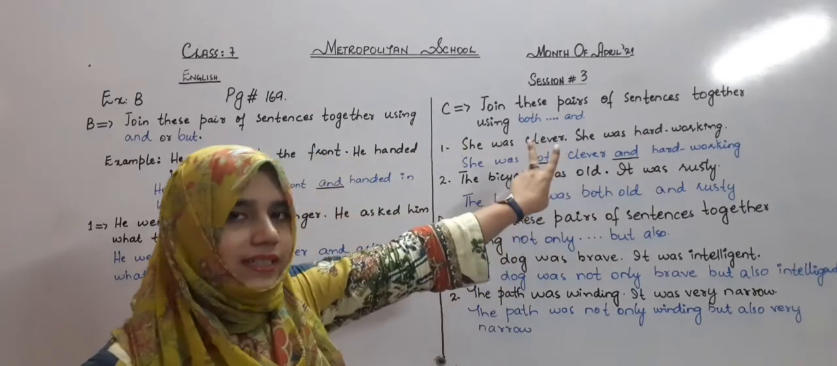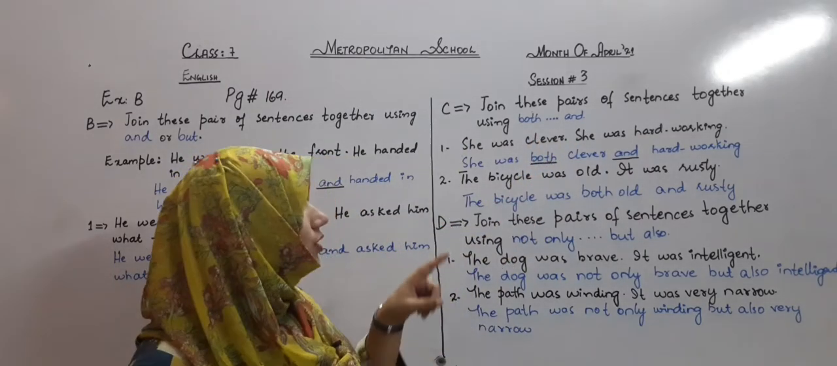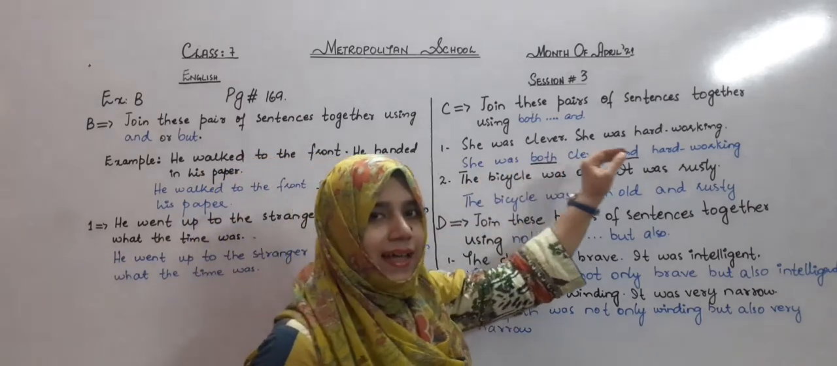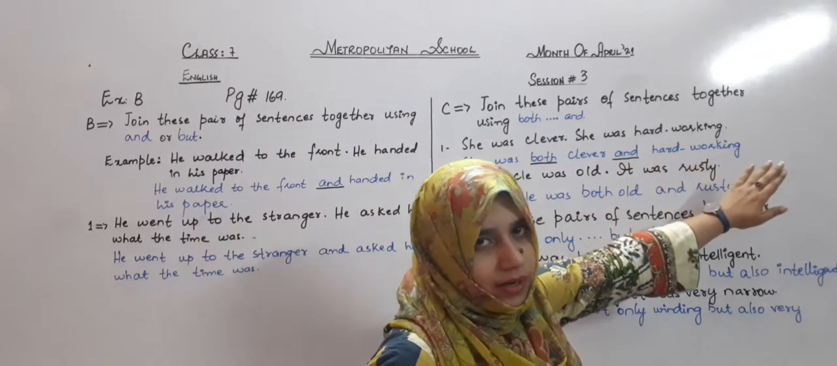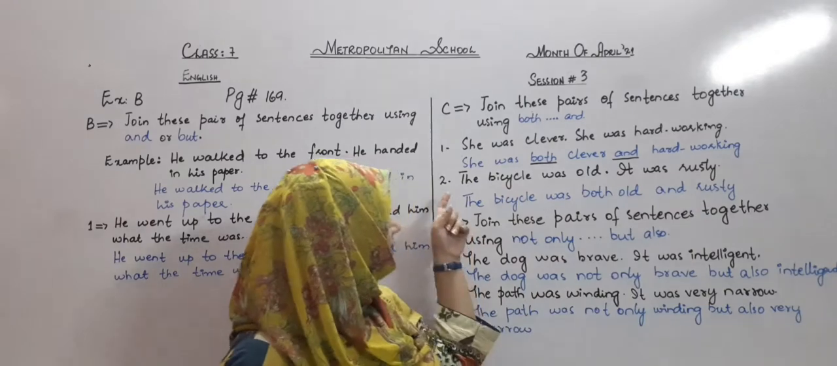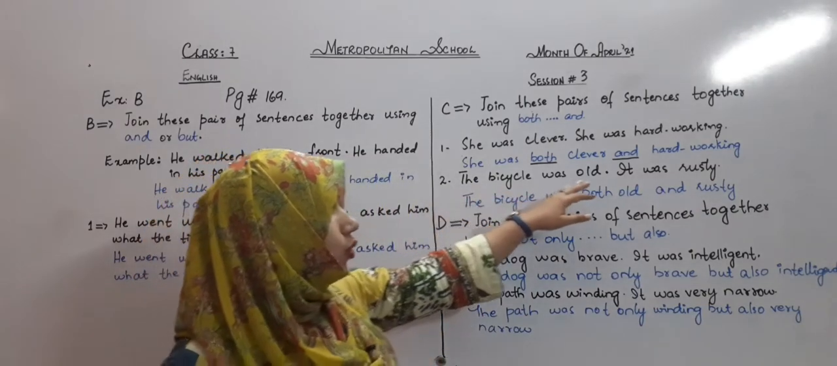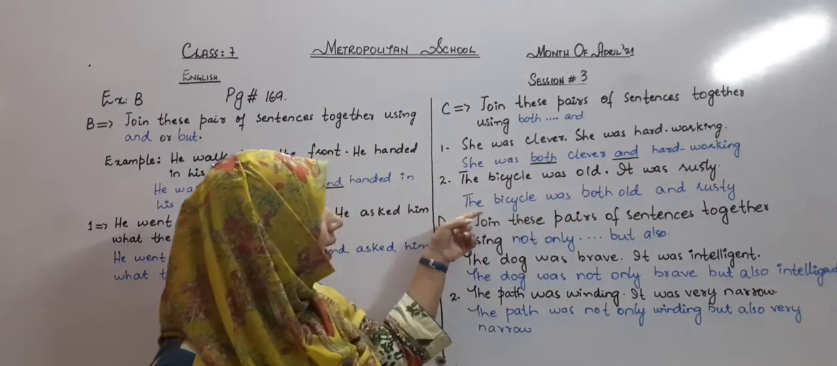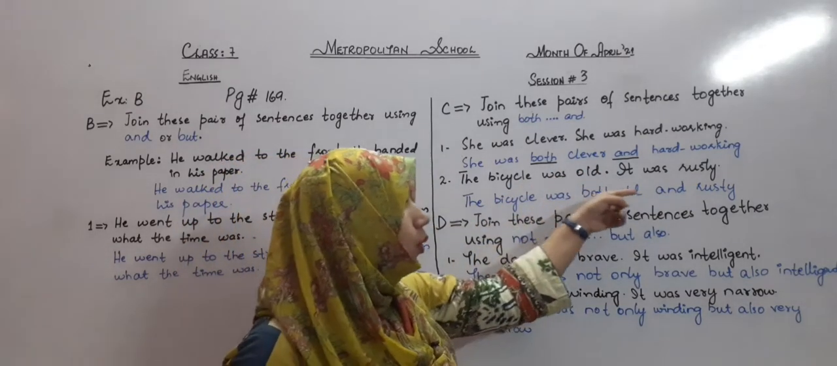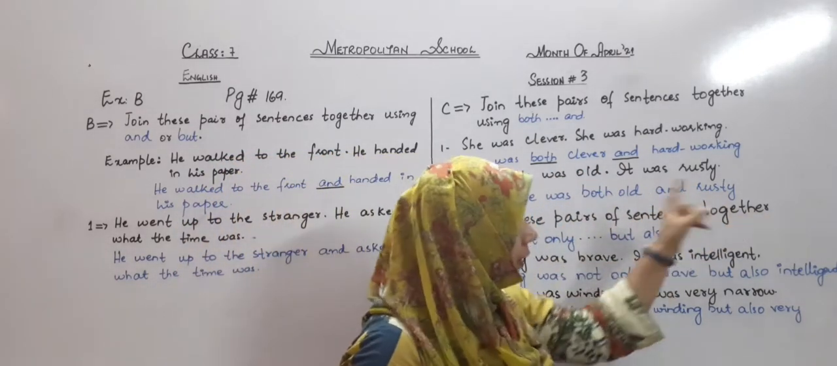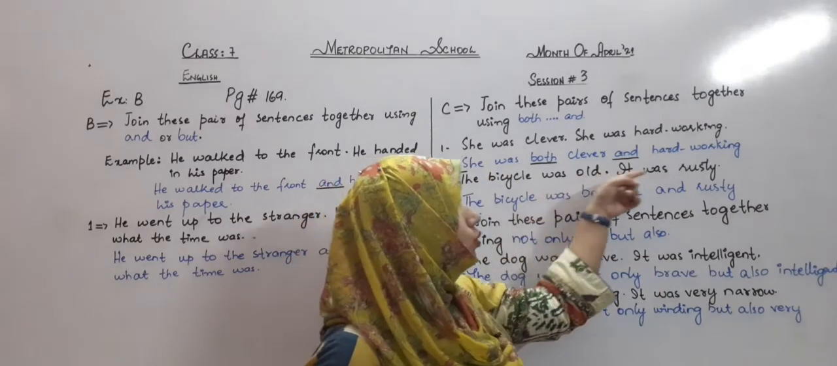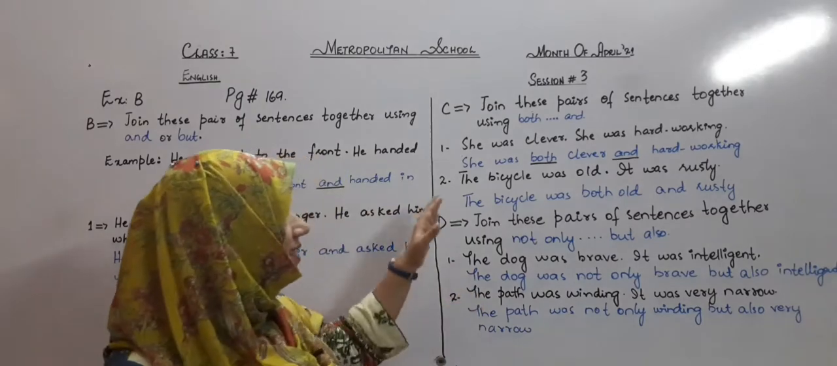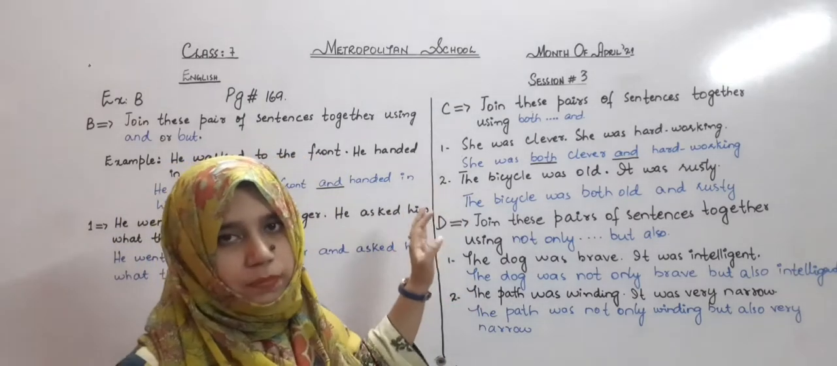So these are the two sentences, and by adding a conjunction we can make them one sentence, that is, she was both clever and hardworking, right? Another sentence: the bicycle was old, it was rusty. So the bicycle was both old and rusty, because it tells both qualities of the bicycle, right? So this is how exercise C should be done.